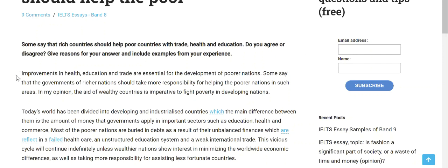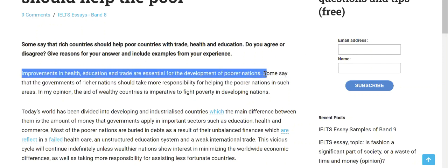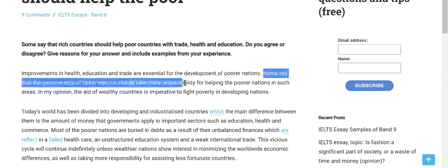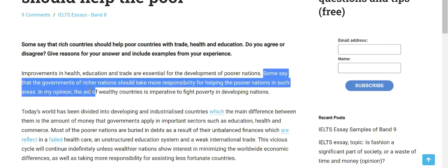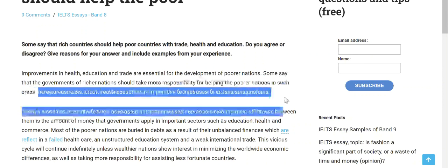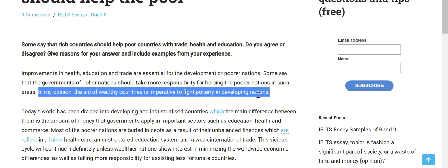The first line, the question line. The second line, one side of the people, one side of the idea. And the third line is his opinion. And he agrees with helping from rich countries to poor countries.